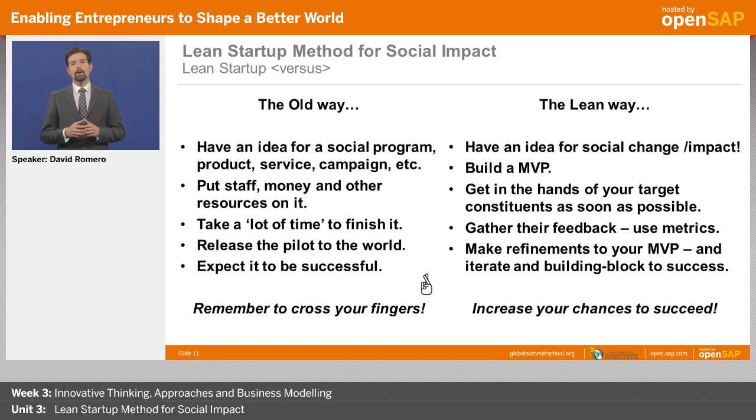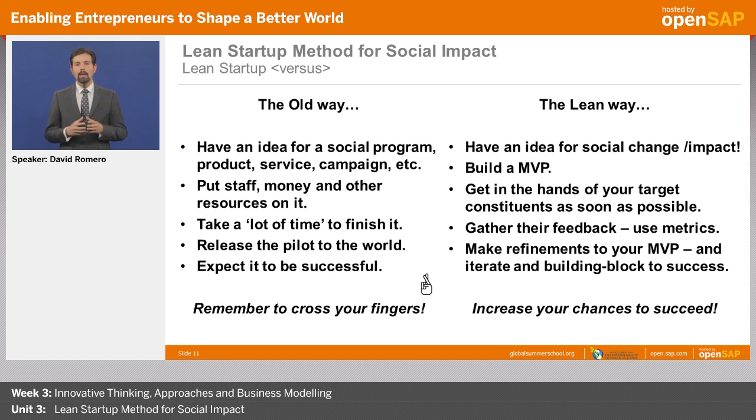So let's recap what we have learned so far. The old-fashioned way used to be to think of a social program, campaign, product or service, put a lot of resources into it, take a lot of time building it, and then cross our fingers hoping to succeed. Now with the Lean Startup method, what we're proposing is a new way. A way built on having this idea for social impact, for social change, and starting to build block by block by creating a minimal viable product, getting it into the hands of our target constituents as soon as possible, testing, collecting their feedback, iterating and building block by block toward our success.